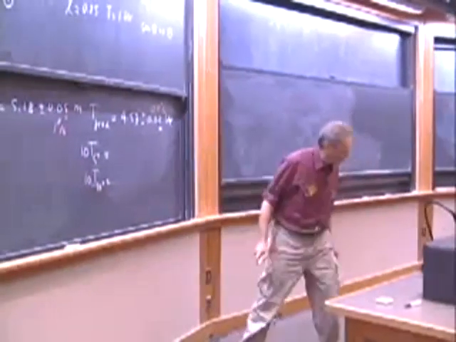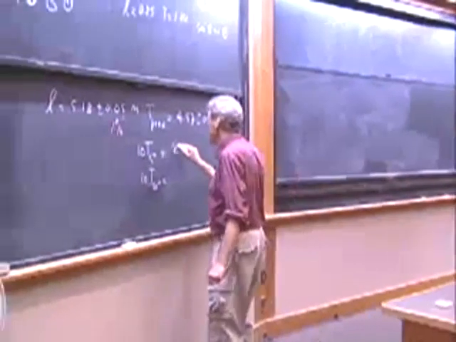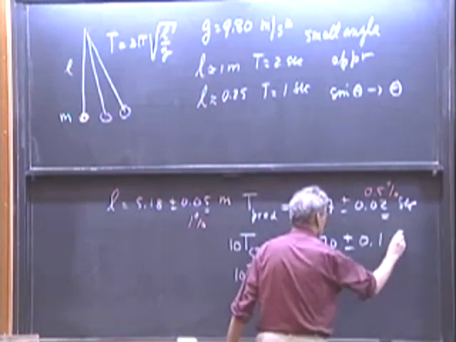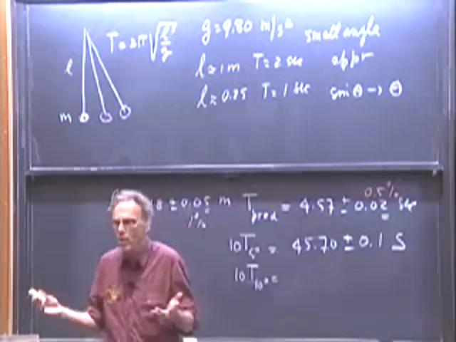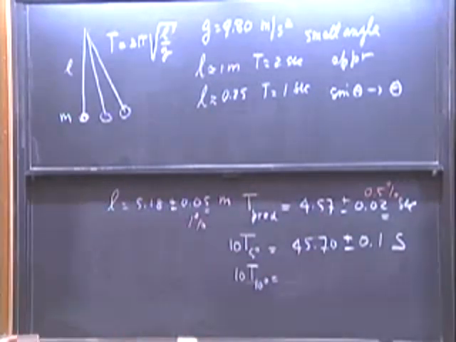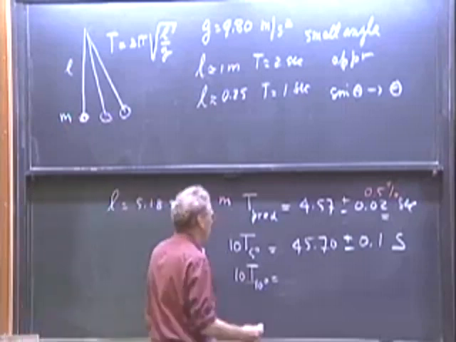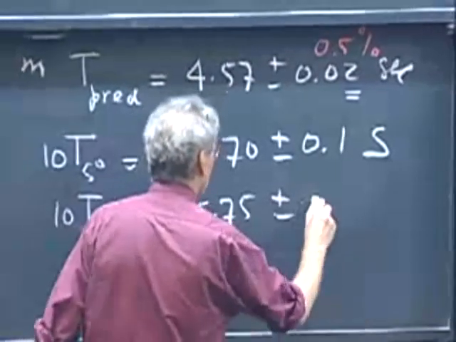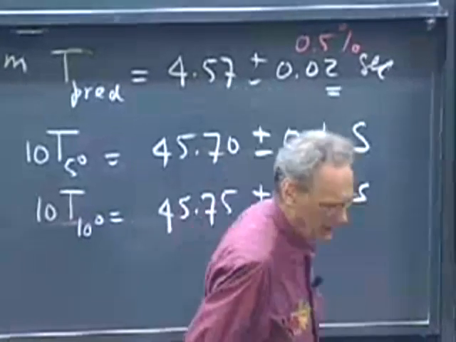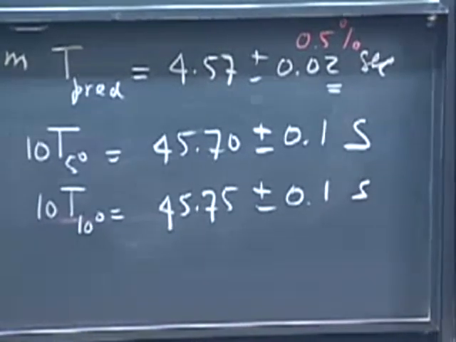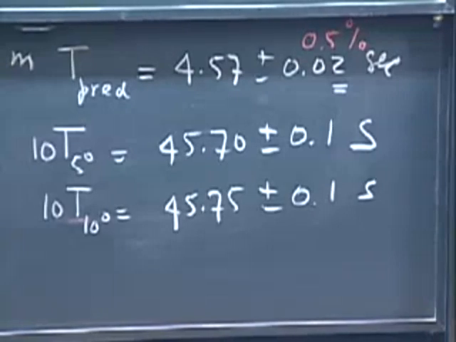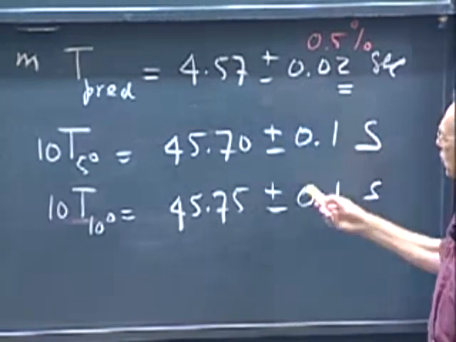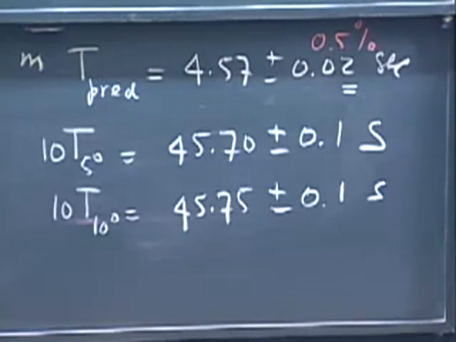And I measured the 5-degree, and what did I find? Unbelievable. Truly unbelievable. Purely lucky, I found exactly that number, which, of course, is an accident because my accuracy was no better than 0.1 seconds. And then I did it at a 10-degree angle, and then I found this. And so I demonstrated that, indeed, 5 and 10 degrees are still considered small angles for that approximation. And it is within the uncertainty of my measurement what you expect.